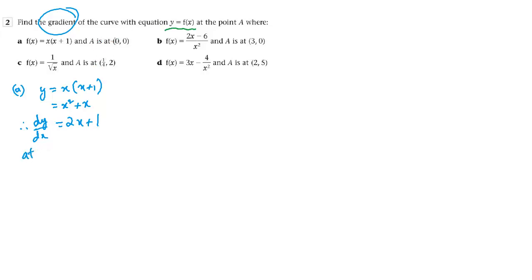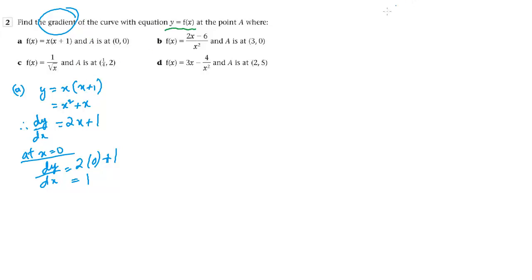At the point A, we have the value of x 0 and the value of y 0. So the value of x is only needed for finding the gradient. Let's plug in the value of x here. We get 2 into 0 plus 1 equals 1. So the gradient is 1. Remember, we found the gradient of the curve at the point A. At another point, the gradient of the same curve would be different.